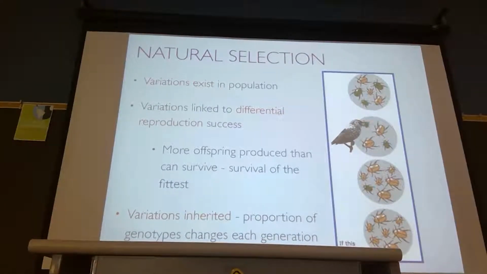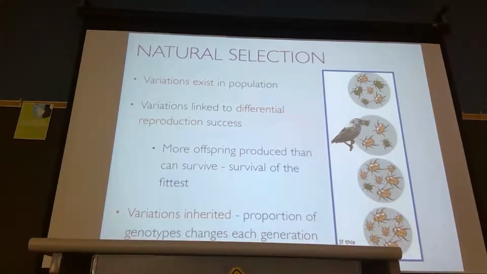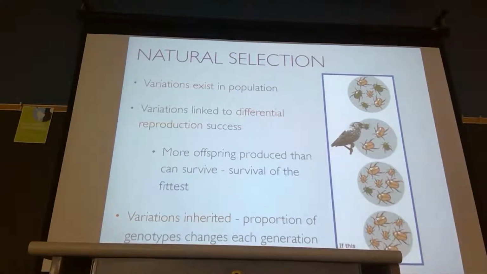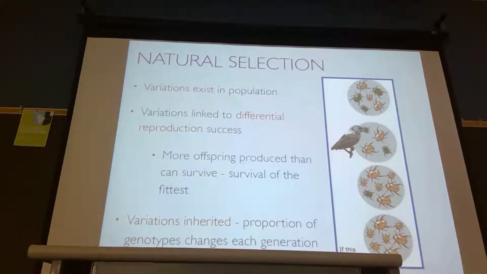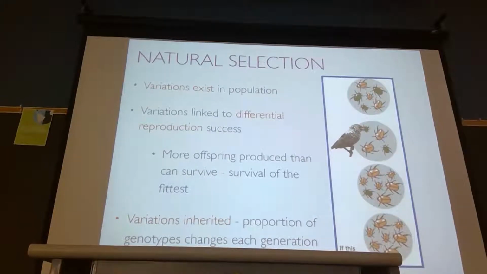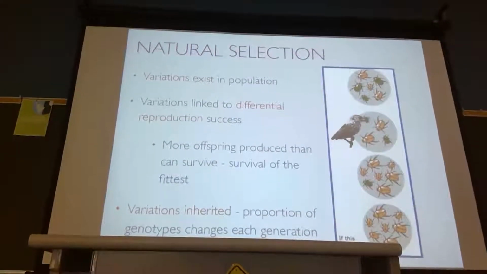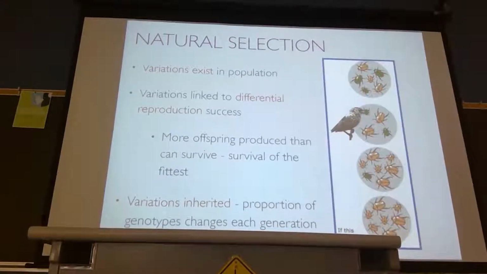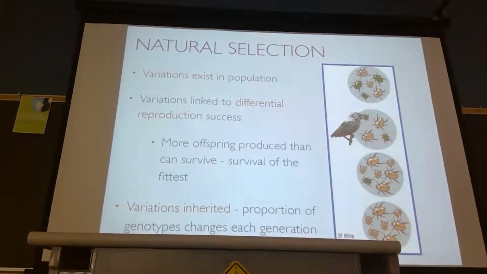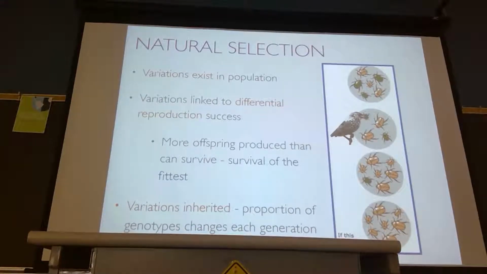So in our little example here, we've got green beetles and we have brown beetles. The second thing that has to be true is that those variations have to be linked to differential survival and reproduction. And along with this is the assumption that there are going to be more offspring produced than can survive, that there are not enough resources in the environment for everybody to survive. Otherwise they would, and natural selection wouldn't take place. But those organisms that are best fit are going to survive and reproduce more. And that fitness is tied to the variations in their genetics.